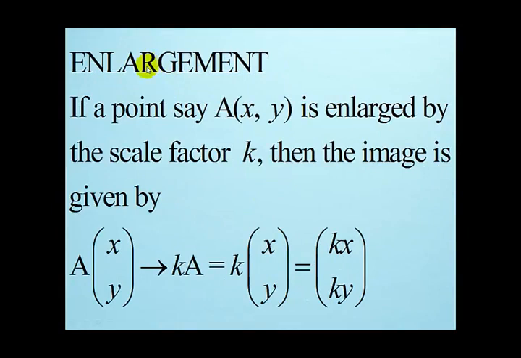Now let's consider enlargement. If a point, say A(x, y), is enlarged by the scale factor k, then the image will be kA. That is, we multiply the scale factor by the point. Now A is (x, y), so kA will be k times (x, y), and k times x is kx, and k times y is ky. That is, the scale factor multiplies both the x coordinate and the y coordinate.